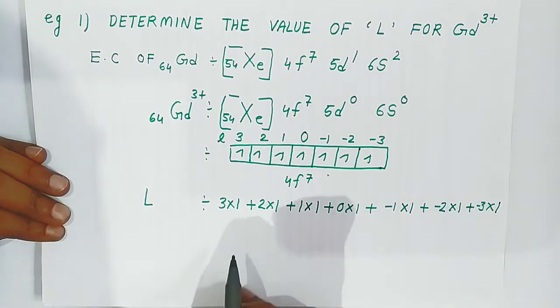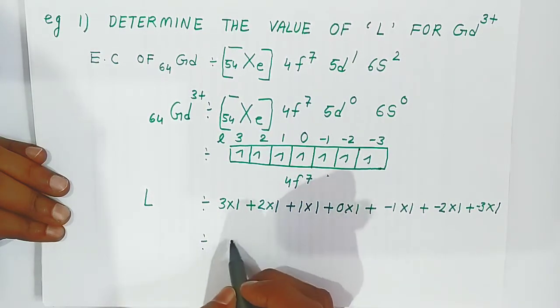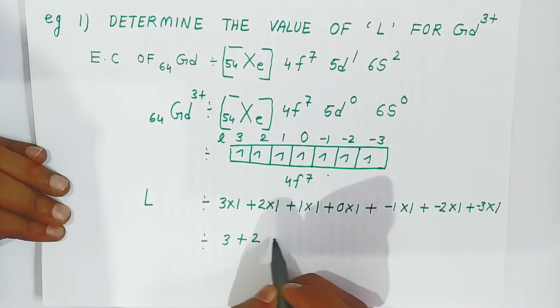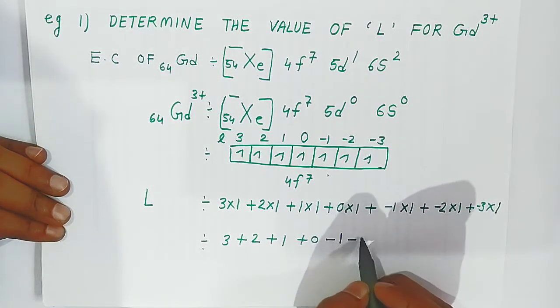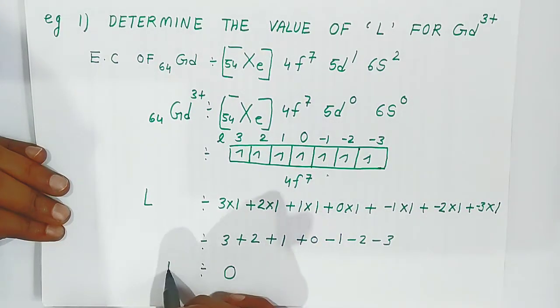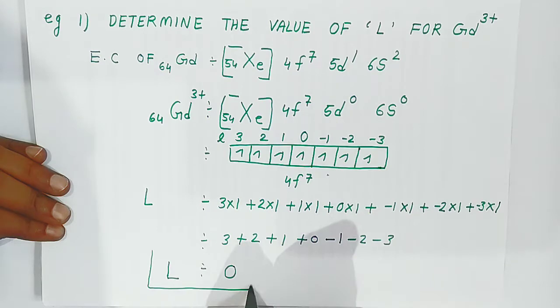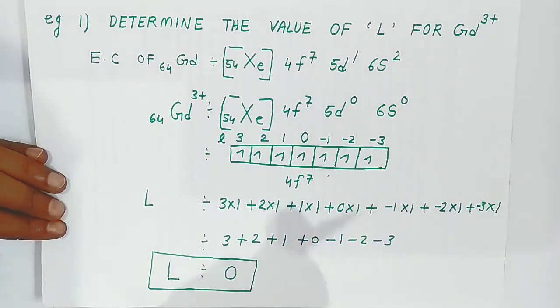When you add, what happens? L becomes 3 plus 2 plus 1 plus 0, minus 1, minus 2, minus 3. All values come to 0. So the orbital magnetic moment of gallium 3 plus is 0. This is the way you can determine the orbital magnetic moment of gallium 3 plus.